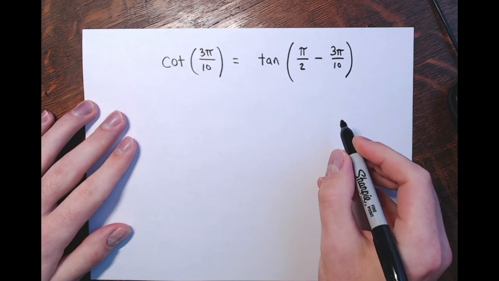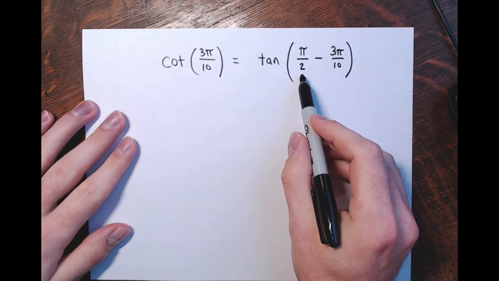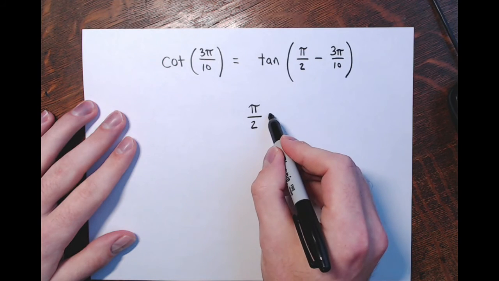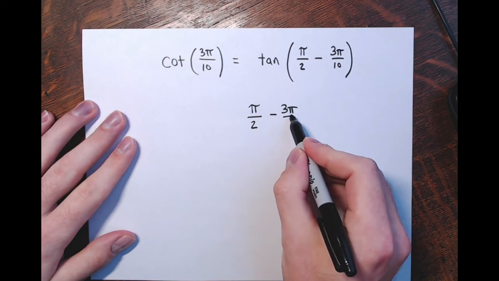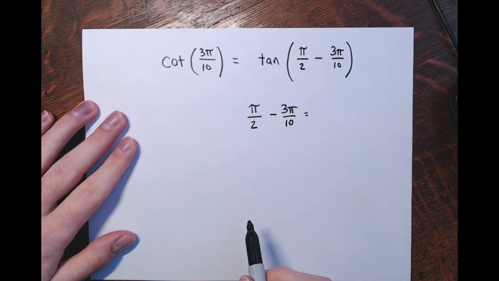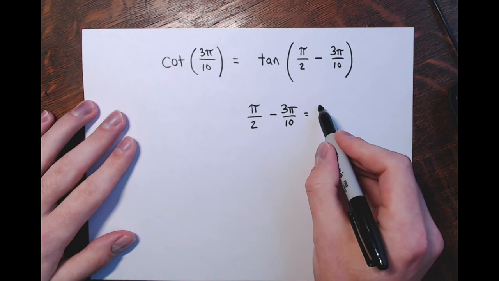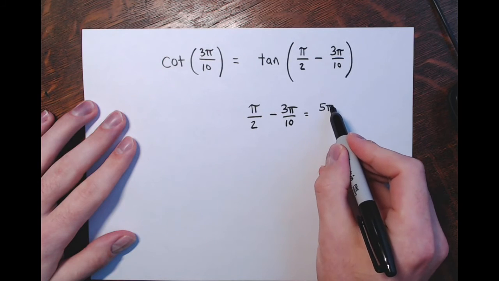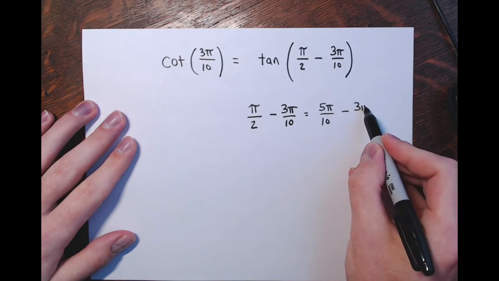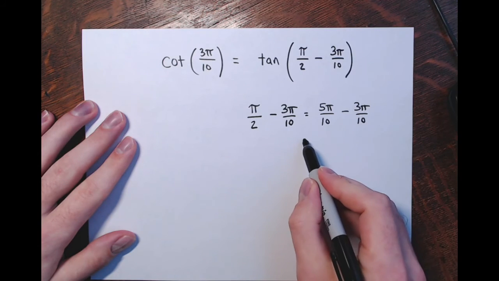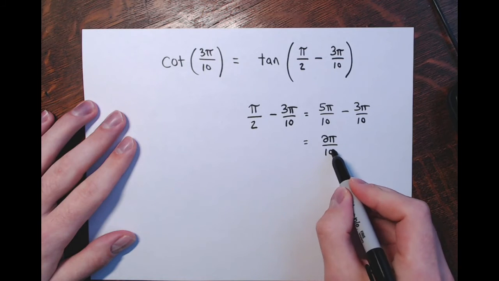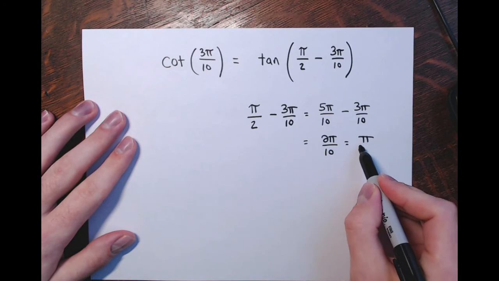So let's do this. What is pi over 2 minus 3 pi over 10? There's fractions here. Get a common denominator, which would be 10. This is 5 pi over 10. That's the same as multiplying by 5 over 5, minus 3 pi over 10. So put them together, you get 2 pi over 10, which simplifies to just pi over 5.